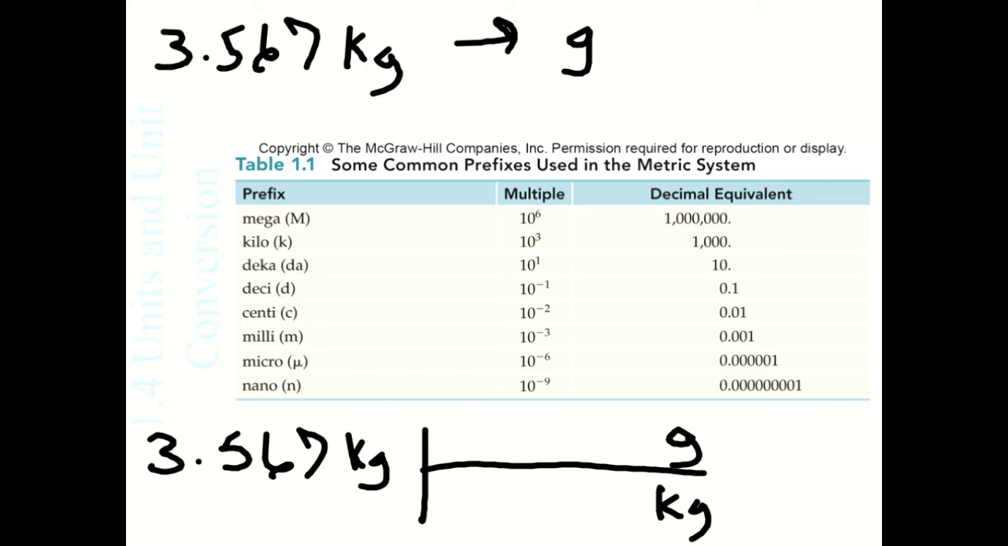Okay, so let's look at this chart. Kilo is 10 to the third. Where do I put the 10 to the third? Do I put it with gram or kilogram? This number always goes with the base unit. Okay? So it's 1 times 10 to the third grams for every 1 kilogram. This number goes here with the base unit. That's what it means.